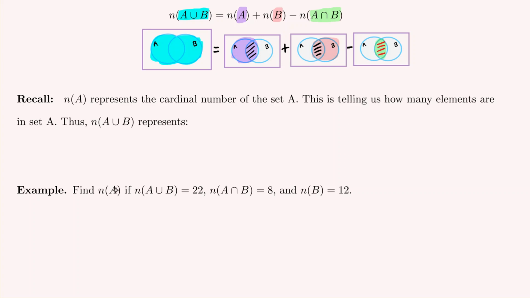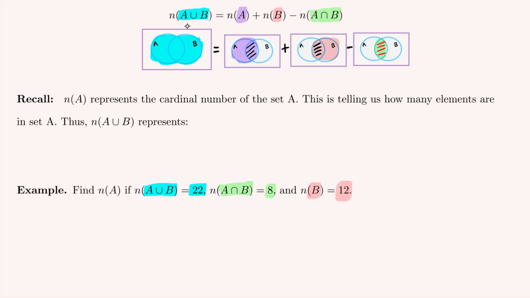Find the number of elements in set A if you have the following information. The number of elements in their union is 22. The number of elements in their intersection is 8. And the number of elements in B by itself, or just B, is 12.